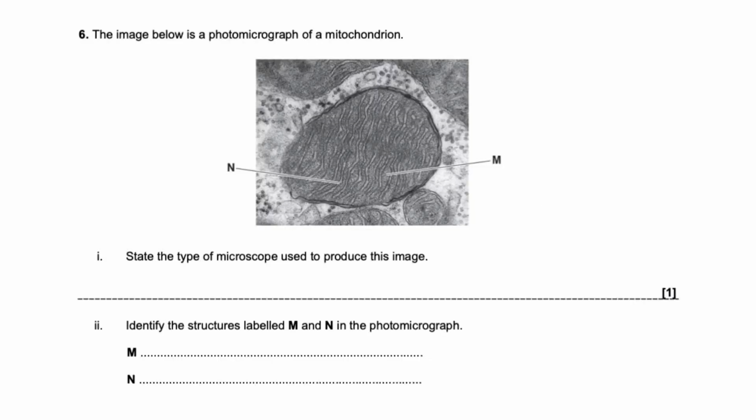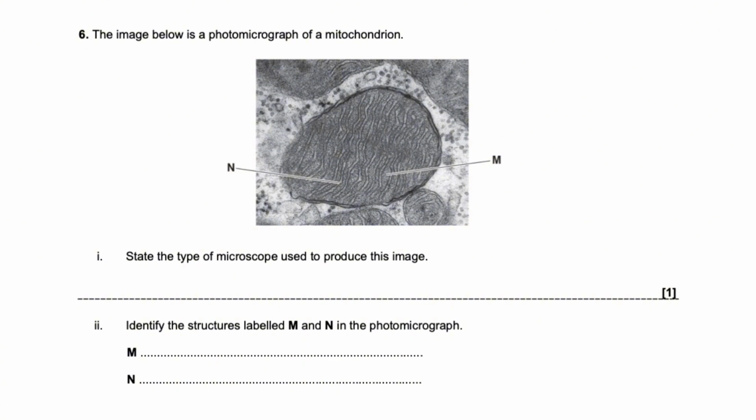This question says, the image below is a photomicrograph of a mitochondrion. Part I. State the type of microscope used to produce this image. While looking at the image, it's clear to see that it is a mitochondrion because of its shape and the folds that you can see.